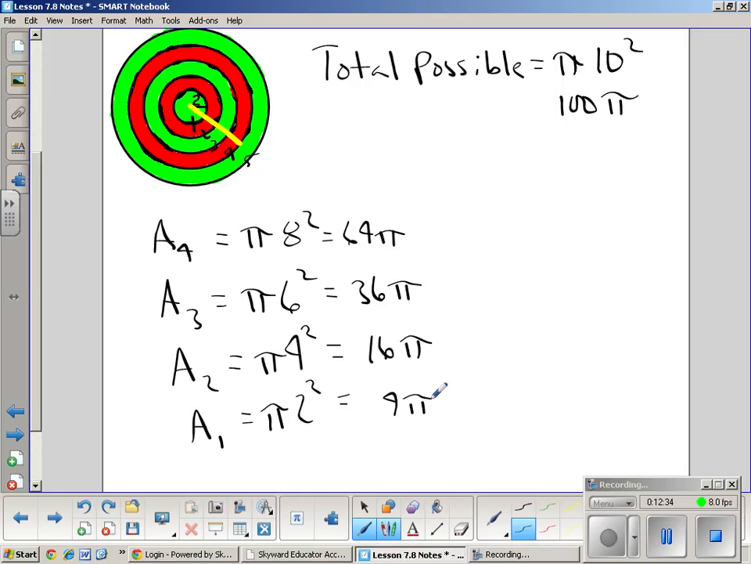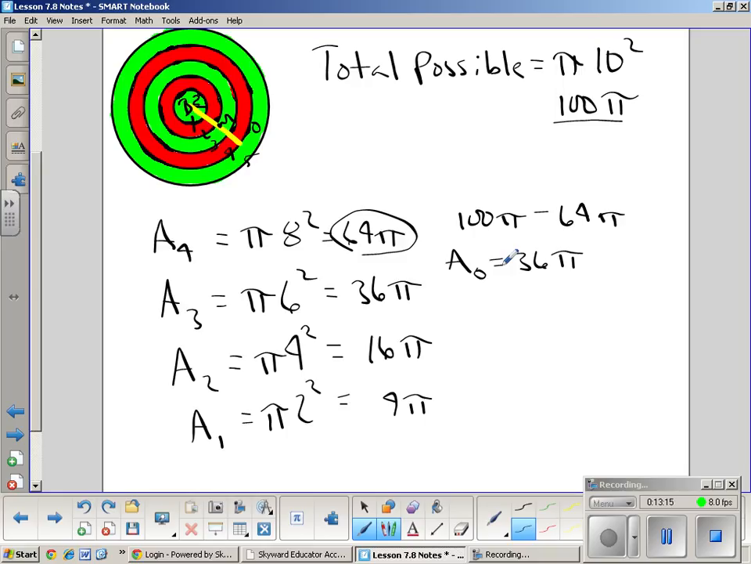Okay? So if we call it the bullseye, the middle ring, and the outer ring, those are the 3 green ones, right? And so to find the area of the green, we have to add up all those individual areas. So the outer ring, we just said, is the total minus ring 4, right? And so 100 pi minus 64 pi gives me 36 pi. That's going to be the area of my outer ring.